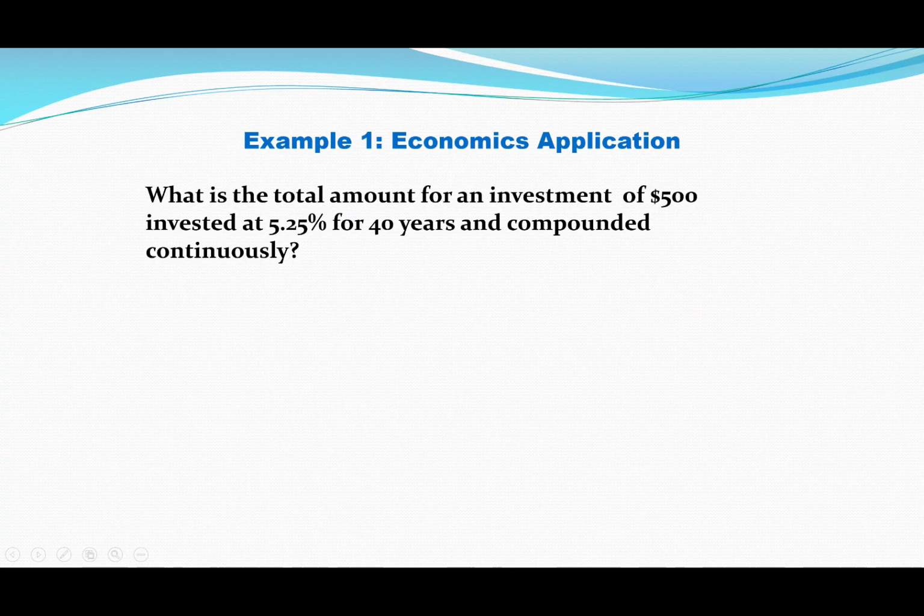So what is the total amount for an investment of $500 invested at 5.25% for 40 years and compounded continuously? So again, it'll tell you continuously in the problem. That's your giveaway that we're talking about this formula.